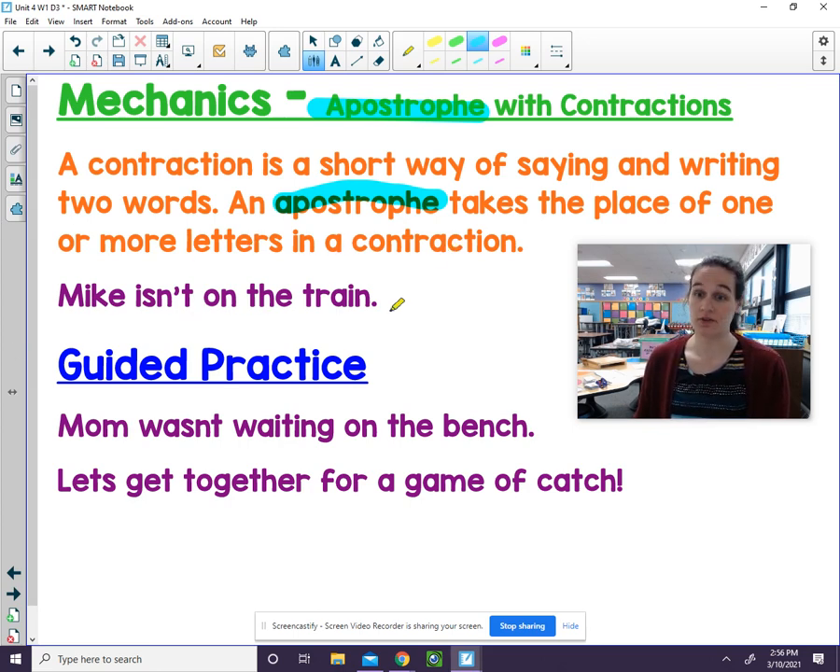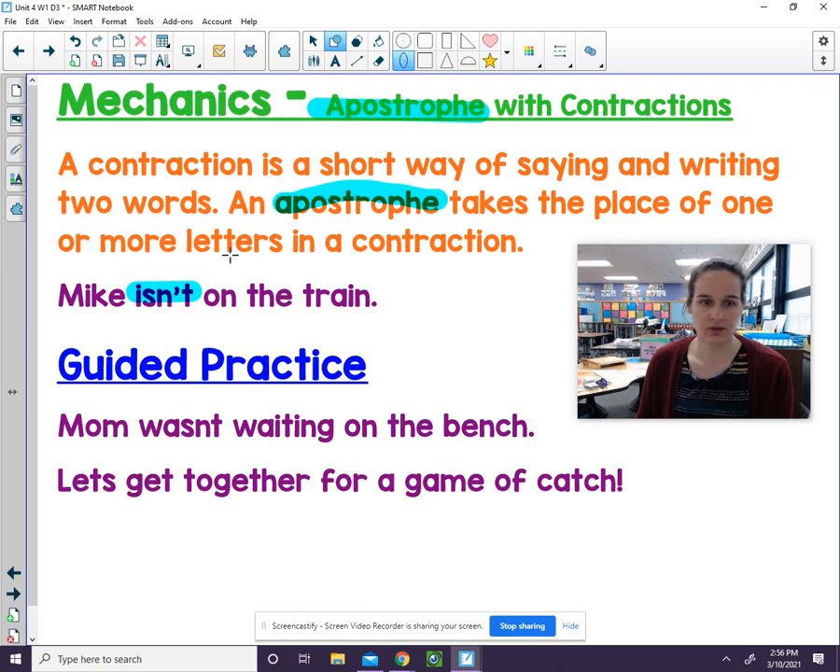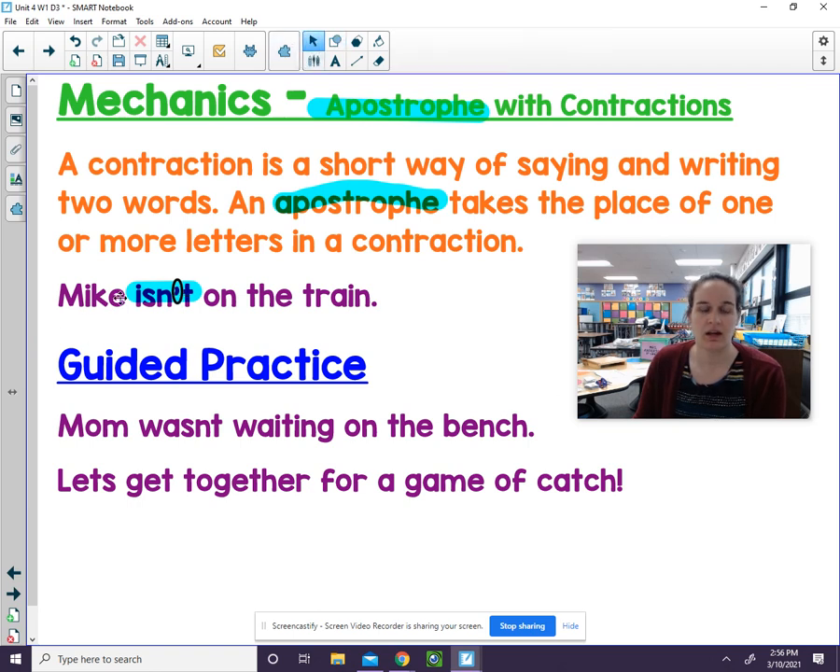Mike isn't on the train. Here is our contraction. And I'm going to go ahead and put a little oval or a little circle around the apostrophe. So that's where the apostrophe is. Isn't used to be the words is not. But we combined the two words, and when we did that to make isn't, the apostrophe takes the place of the O in not.